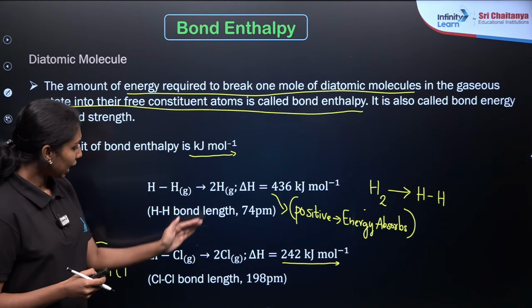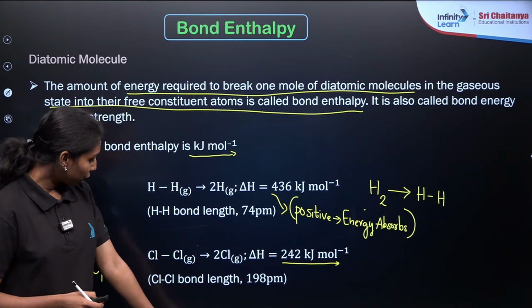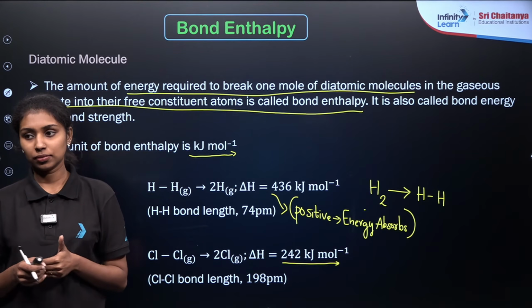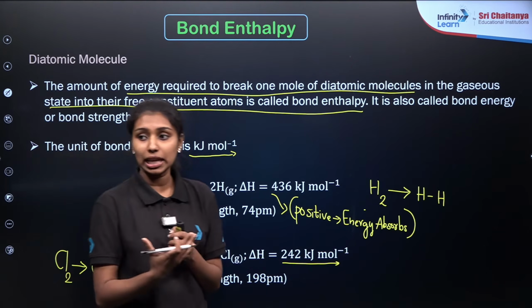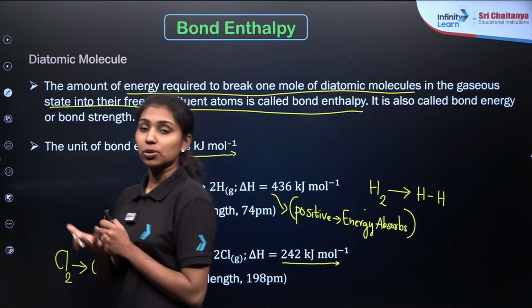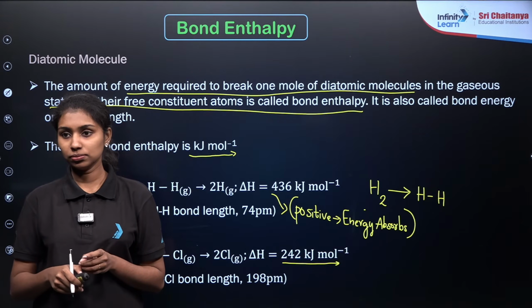And just to compare the data, they have given the bond length also. For hydrogen bond length, it is 74 picometer, and for chlorine bond length, it will be 198 picometer. There is no need to memorize the complete data here. You just want an idea of what you mean by the bond enthalpy or the bond energy for the diatomic molecule. It will be always positive because they are absorbing the energy.